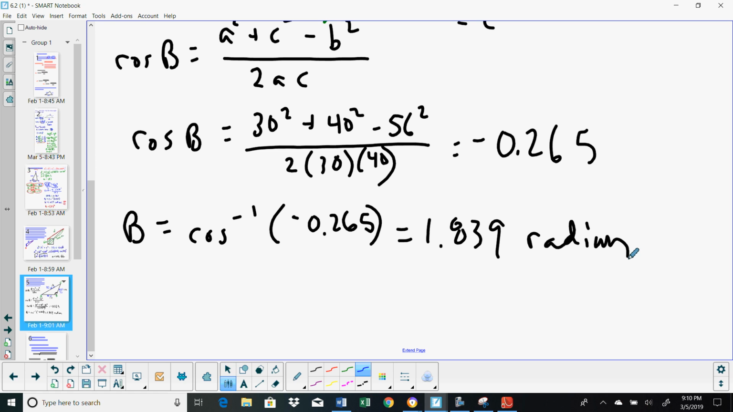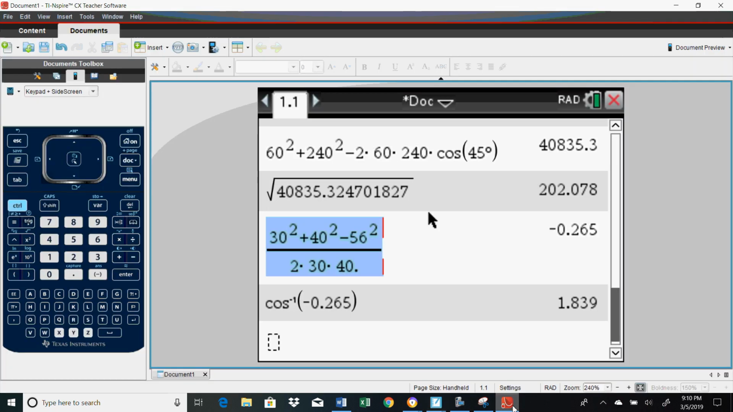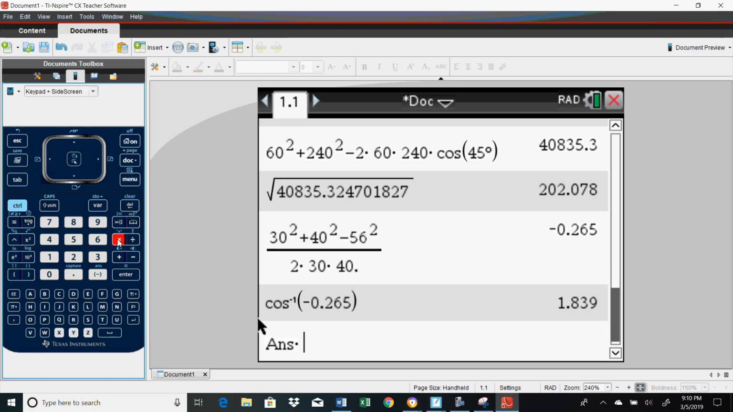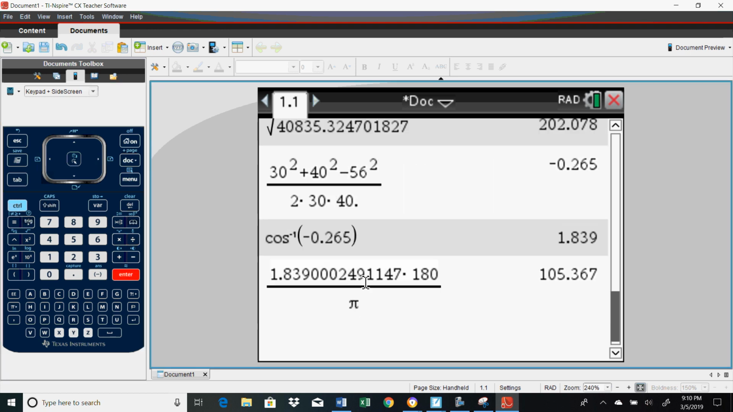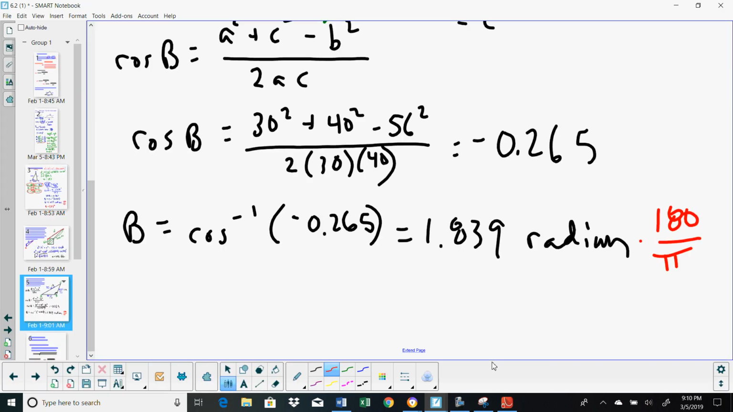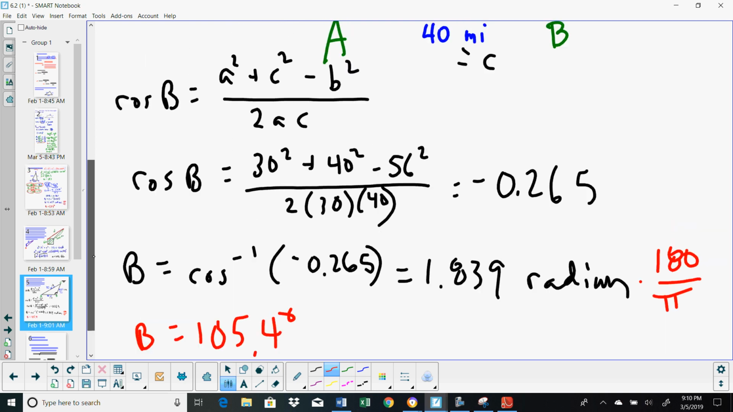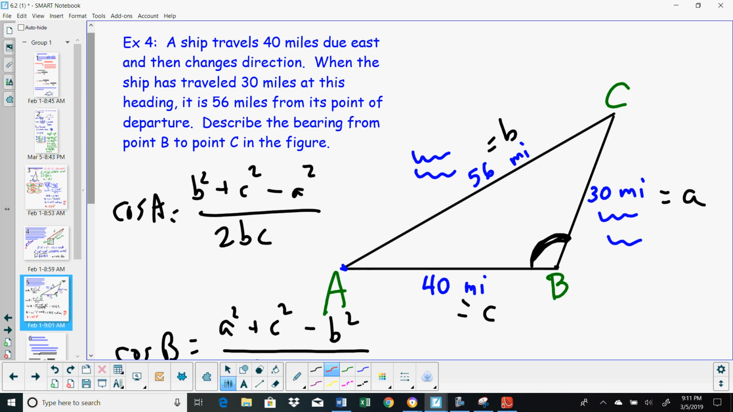So let's convert that to degrees: times 180 divided by pi. When we do that on our calculator, I want the answer we just had times 180 divided by pi. And when I do that, I'm getting approximately 105.4 degrees for angle B. Okay, so going back up to our picture, that means this angle is 105.4 degrees.